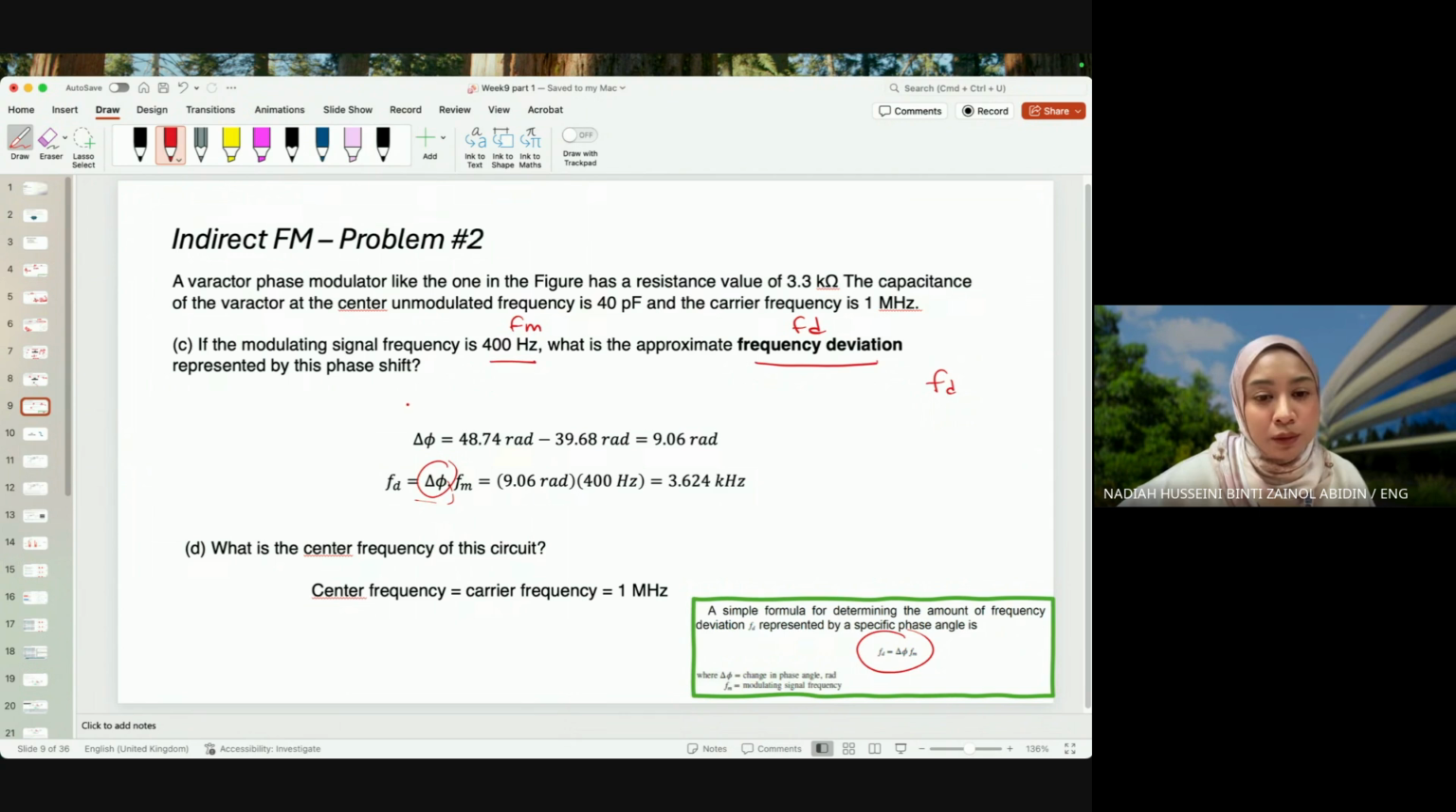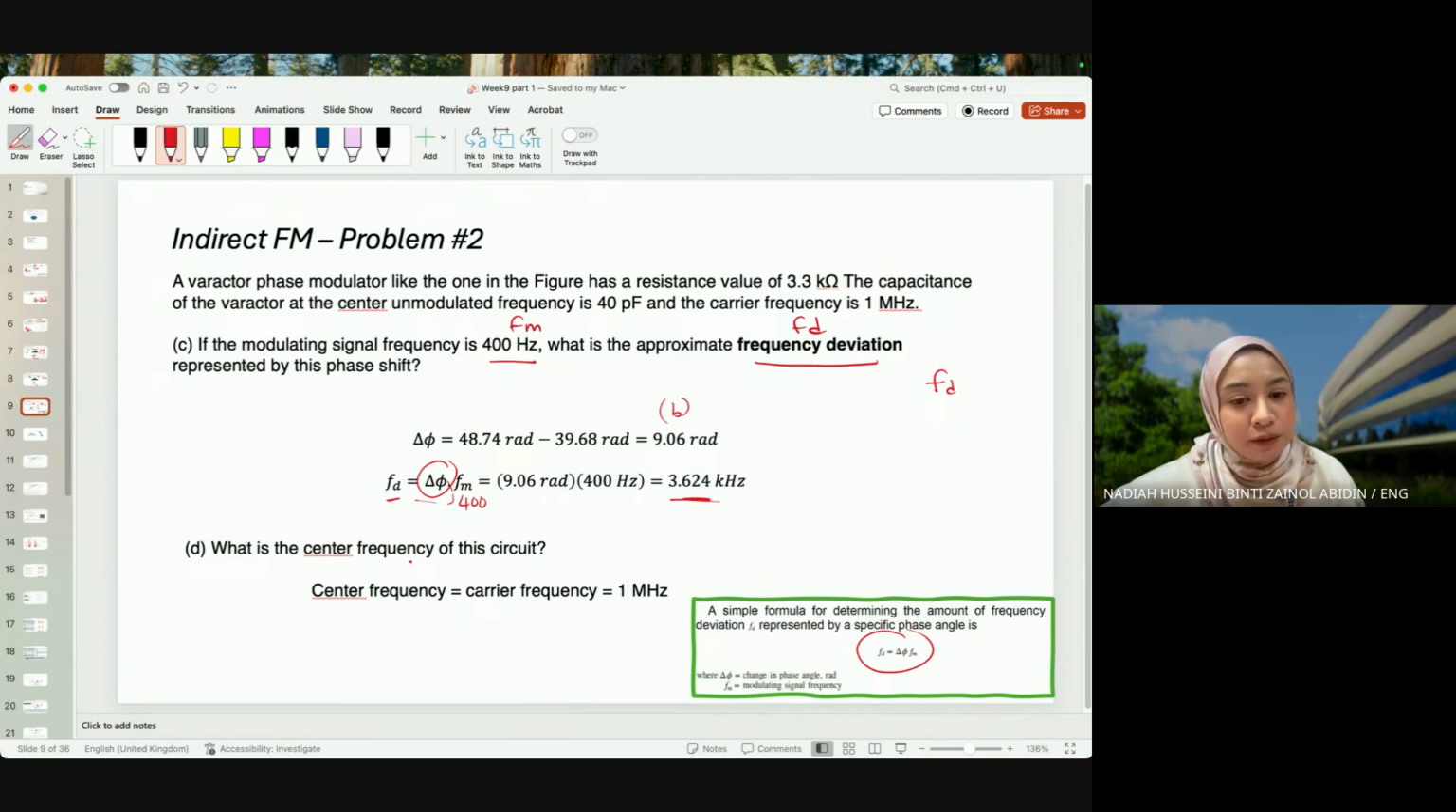Okay. So using the value that we got from question B, which is 9.06 radians, this is the phase shift. So it's asking us what is FD. So we are plugging in our phase shift. We have our FM, which is 400. So therefore, we will get the frequency deviation as 3.624 kilohertz.